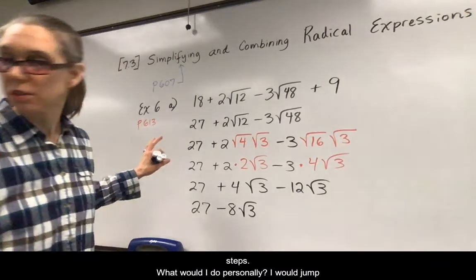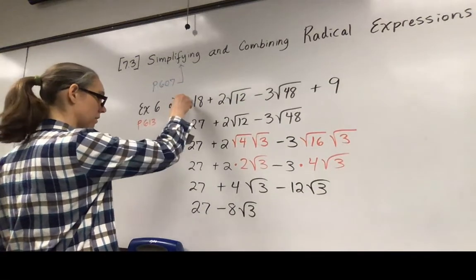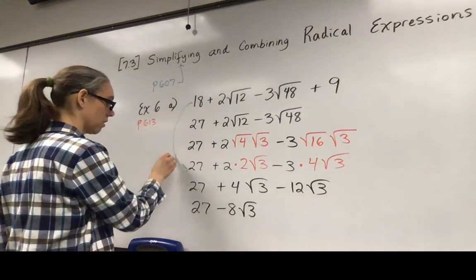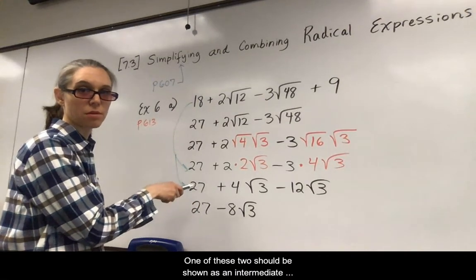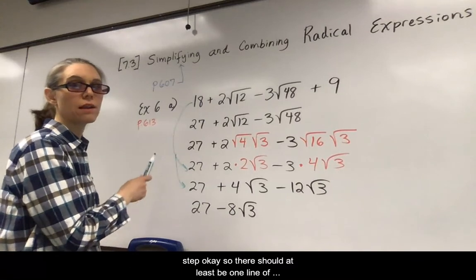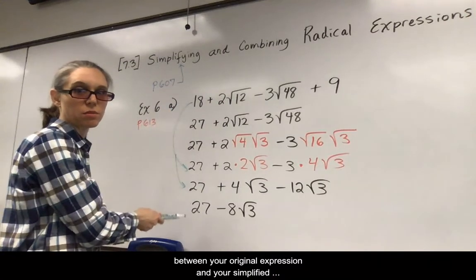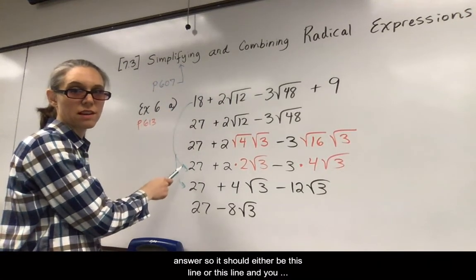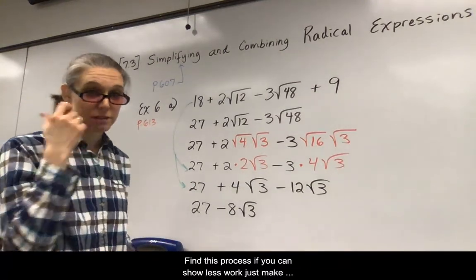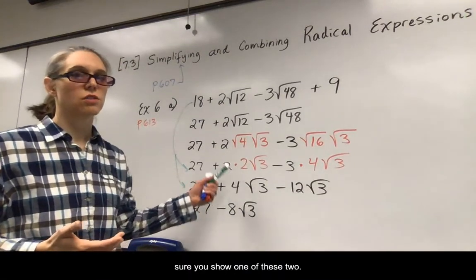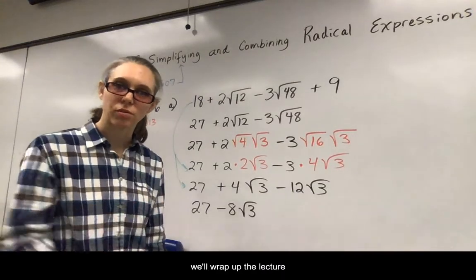What would I do personally? I would jump from here to either here or here. One of these two should be shown as an intermediate step, okay? So there should at least be one line of intermediate work between your original expression and your simplified answer. So it should either be this line or this line. And you can show any number of lines you want. But if you wanted to streamline this process and show less work, just make sure you show one of these 2 lines. Okay, let me set the board up for one last example, and then we'll wrap up the lecture.